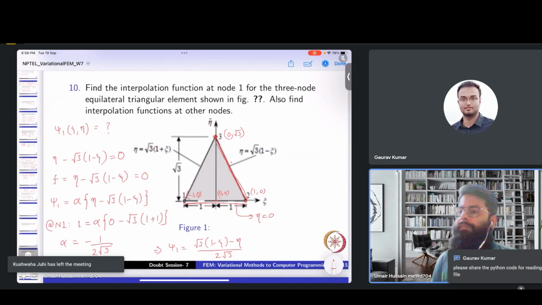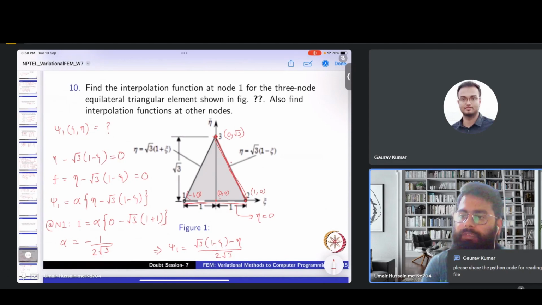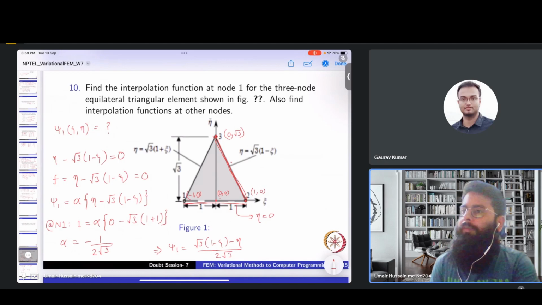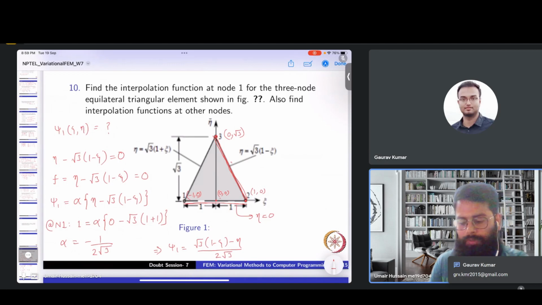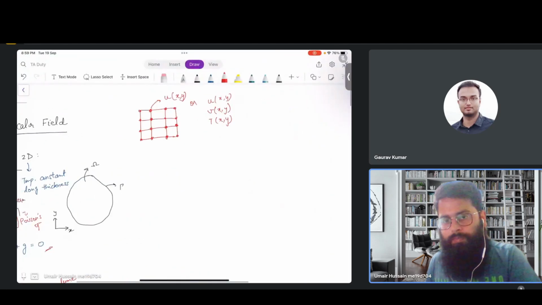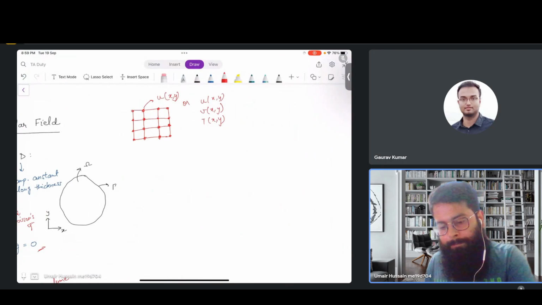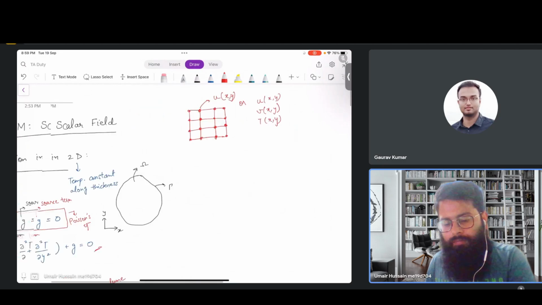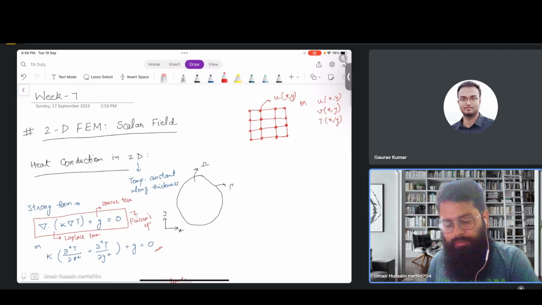Also, I would like to mention that for reading the Gmsh file, can you drop me your email ID, or if you know my email ID, can you just send me an email? I'll share the code there with you. Okay, I'll just write it somewhere.